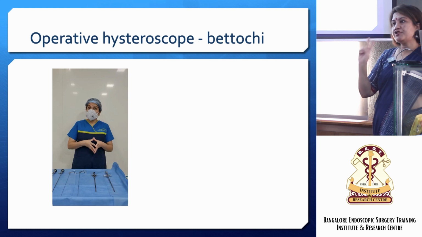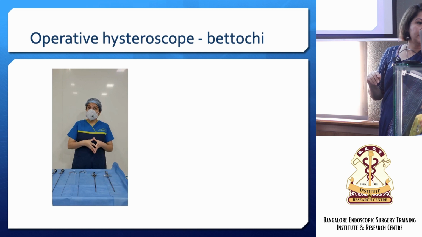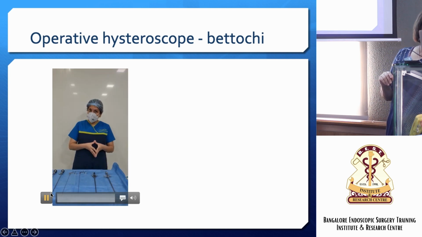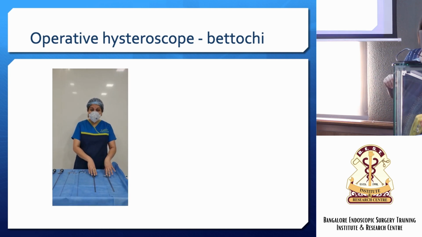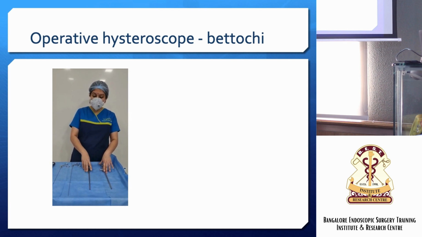I'll just run through. There are two different types of sheath. One is the Bettocchi sheath, which is good enough for all your scissors and graspers, and the other one is the actual resectoscope sheath. I think I've just tried to describe this only. I'll play this. Operative sheath. We have two operative sheaths over here from Storz, the Bettocchi type.